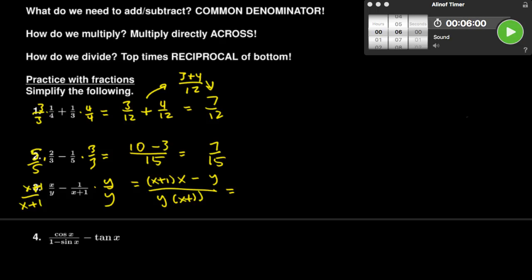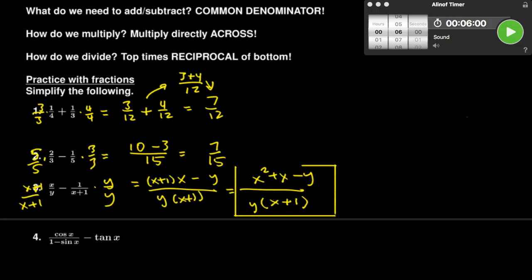Alright, so we can multiply in that x squared plus x minus y, all divided by, we have y times y plus x plus 1. So we see that nothing here can actually divide out, so this actually is the simplest that we can make this. So this is literally it.